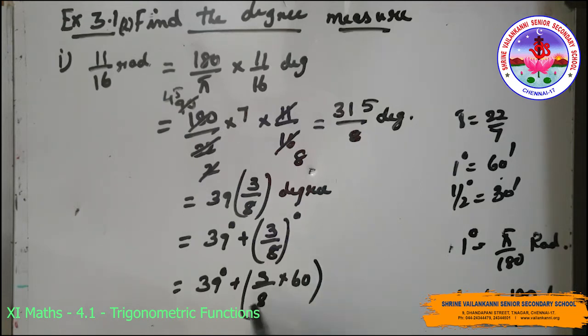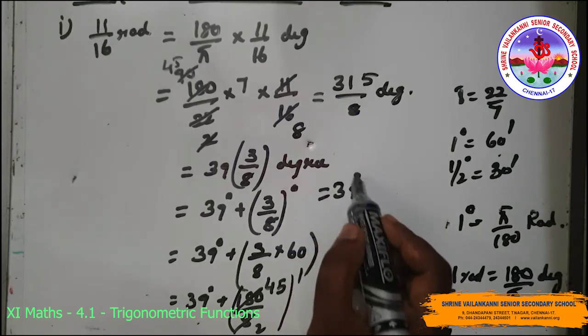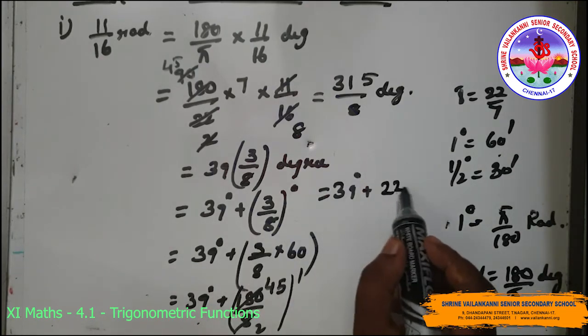So which is equal to 39 degree plus 180 by 8. So cancelling this, 4 into 2 times, 4 into 4 16, 20, 4 5s are 20. So this is 39 degree and 45 by 2 minutes. So 45 by 2 we have to divide this, 2 into 22, 1 by 2. So which is equal to 39 degree plus 22 and a half minute.